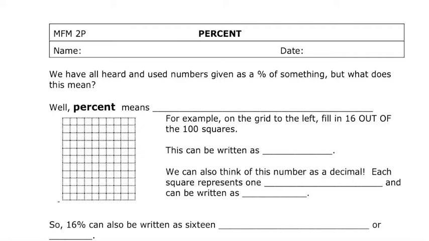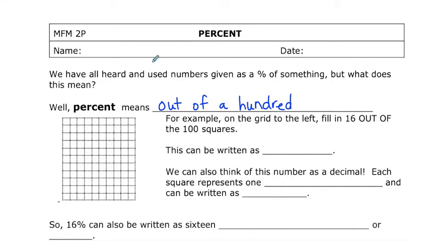Percent. We've all heard and used numbers given as a percent of something, but what does this actually mean? Well, percent means out of 100. So for example, on the grid to the left, if we want to fill in 16 out of the 100 squares, we can do that.